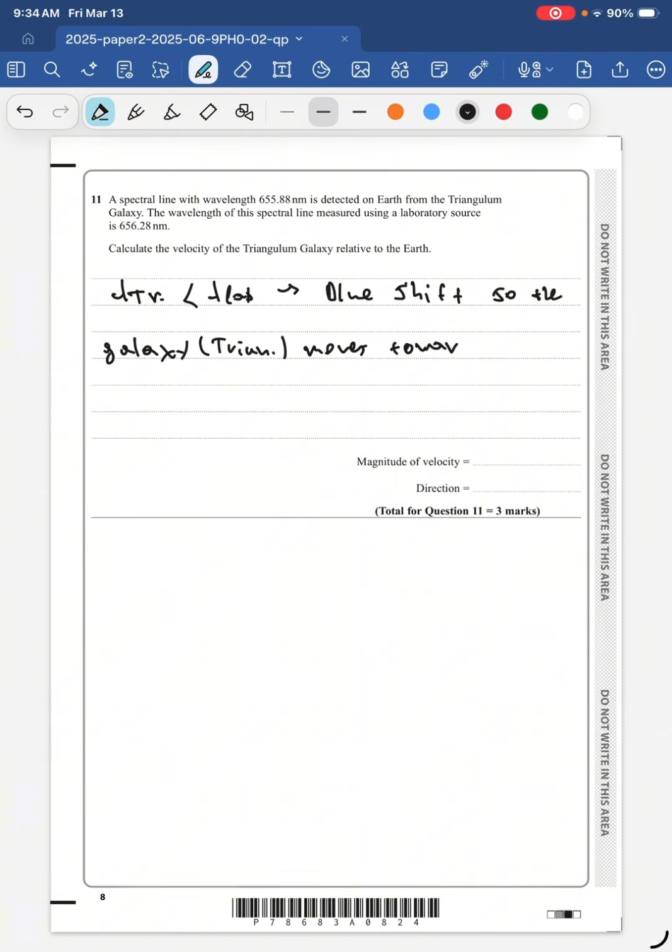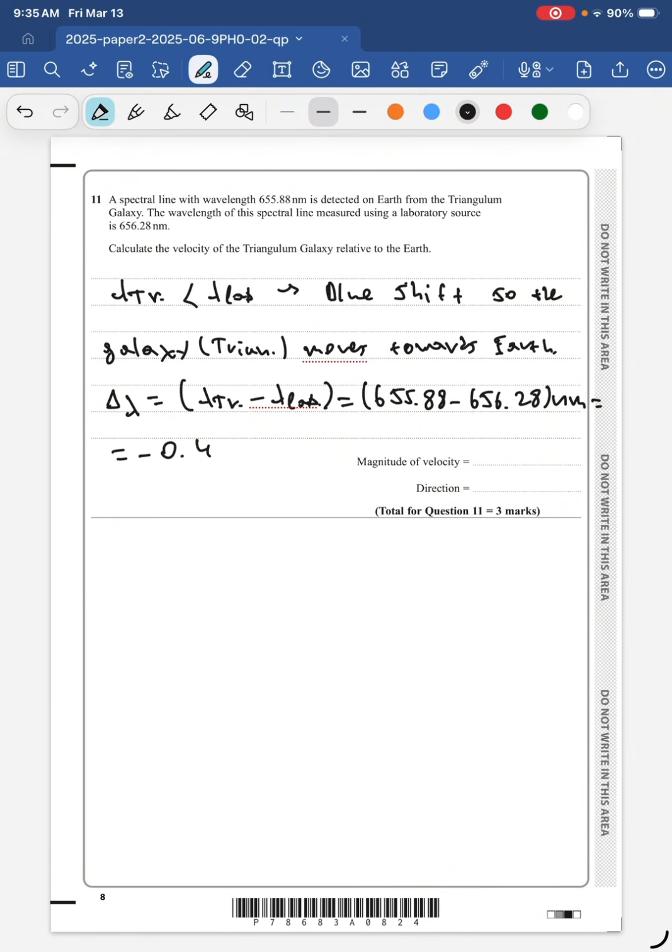Okay, now let's find delta lambda. The change in the wavelength can be calculated by subtracting lambda lab from lambda Triangulum. So we find 655.82 minus 656.28 nanometers, or minus 0.46 nanometers. The minus represents the fact that it's moving towards us.